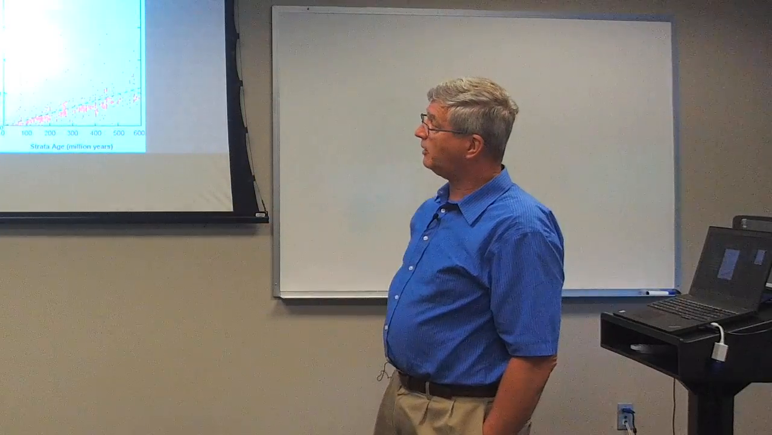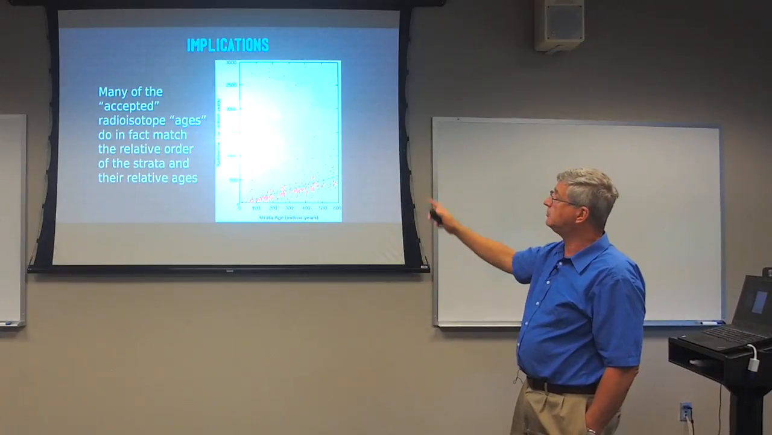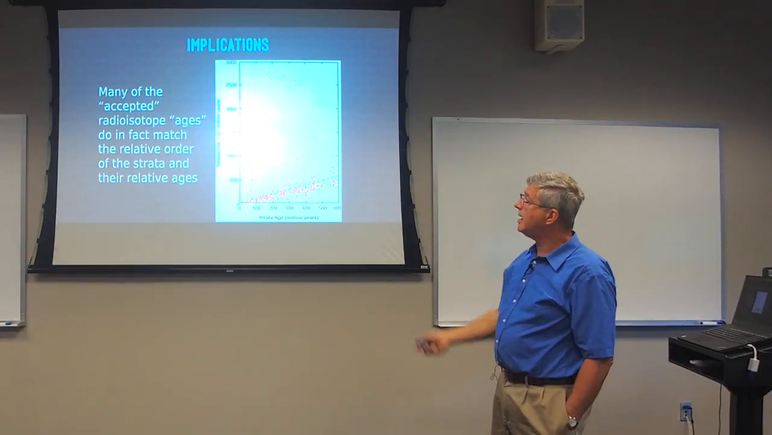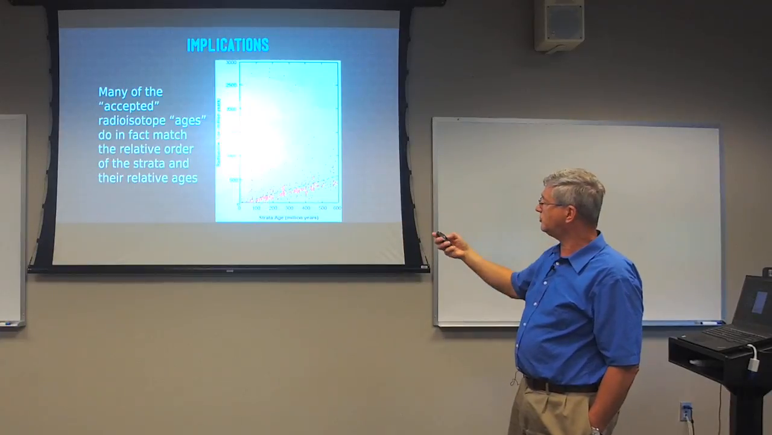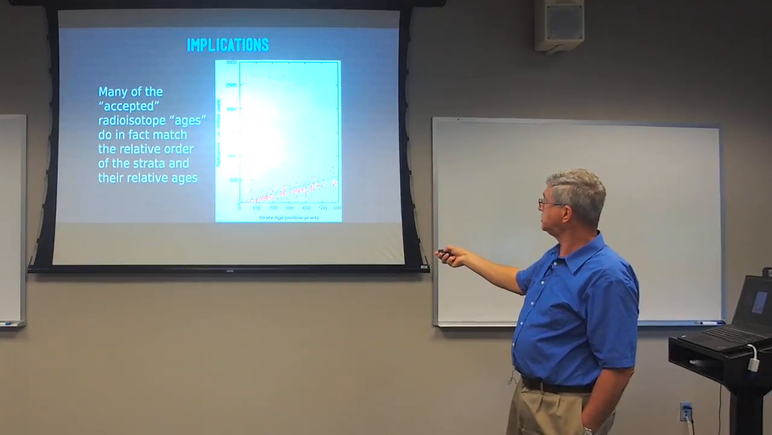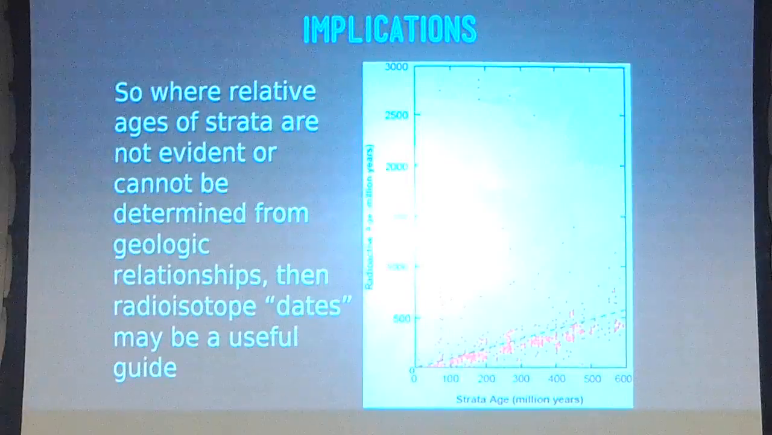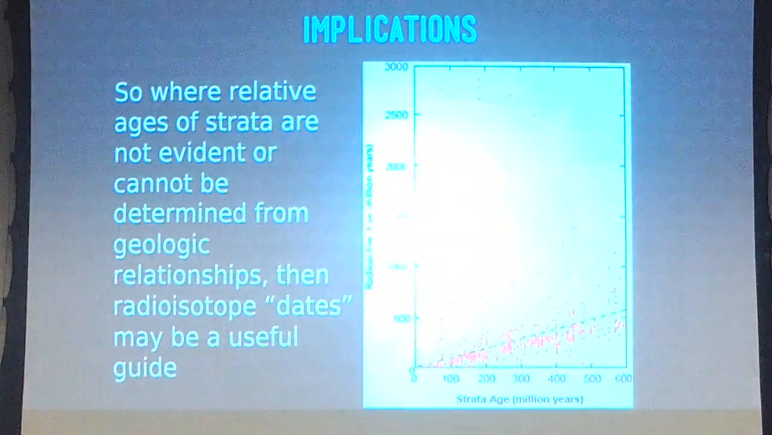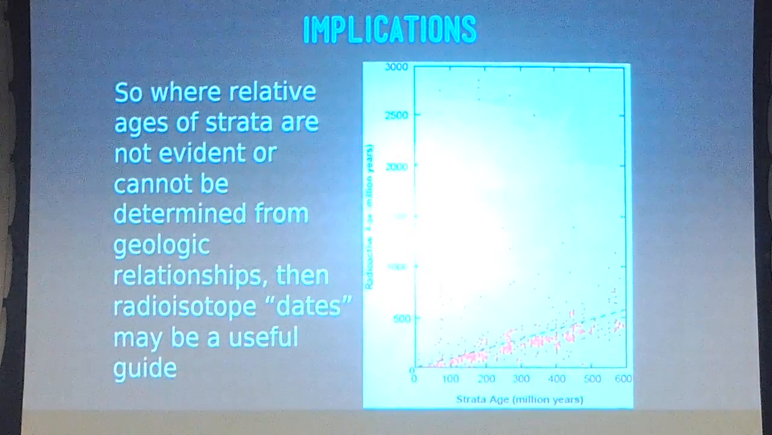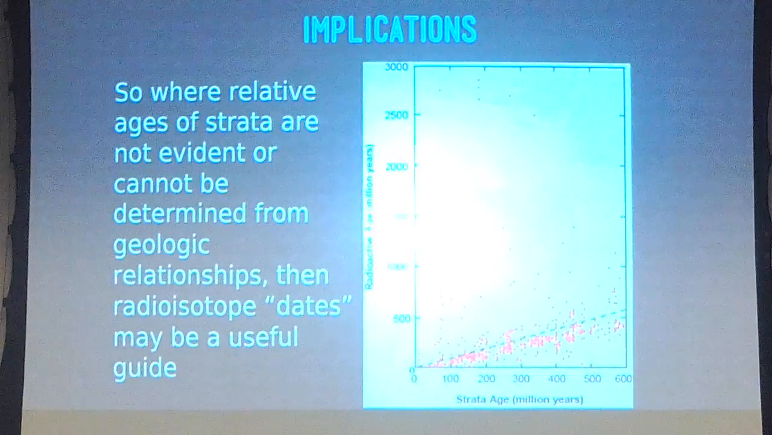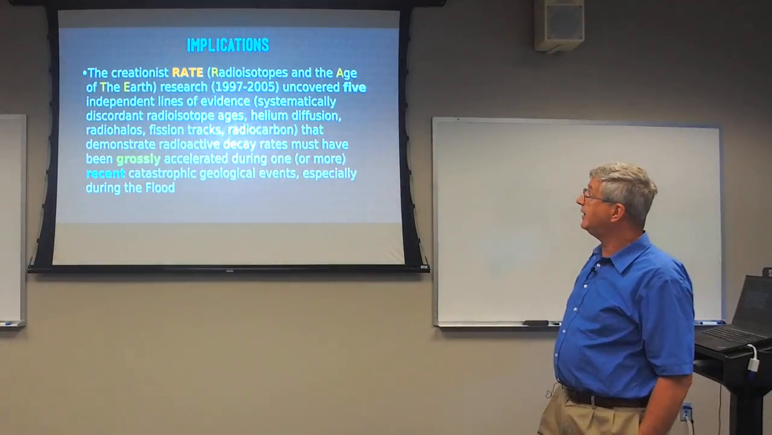So here on this graph we can see that many of the accepted radioisotope ages do in fact match the relative order of the strata. Here's where they match along this line here. You've got lots of outliers, sure, but you've got a lot that match. So why would that be important? Where the relative ages of strata are not evident or cannot be determined from geologic relations, then radioisotope ages might be a relative guide. Why do I say that?